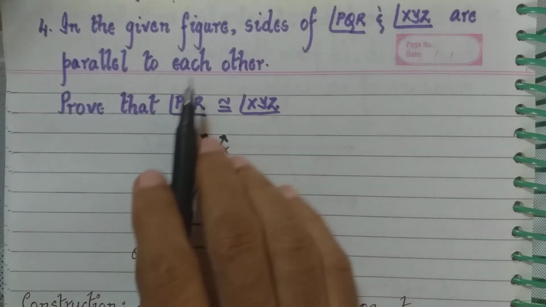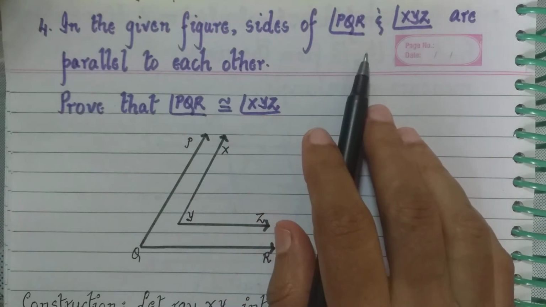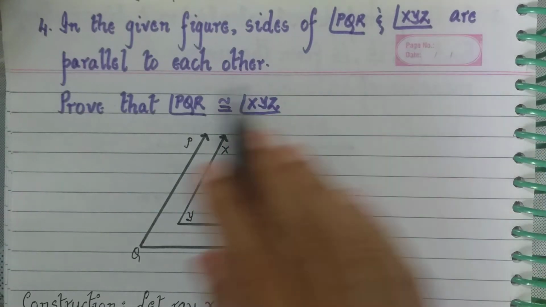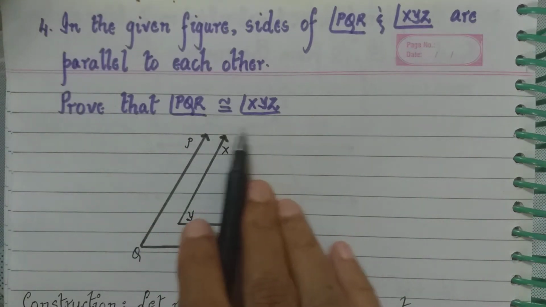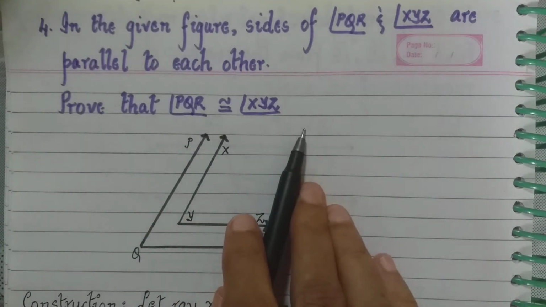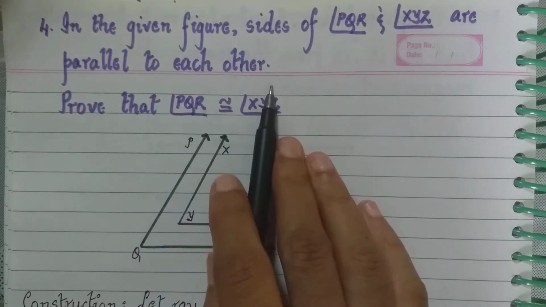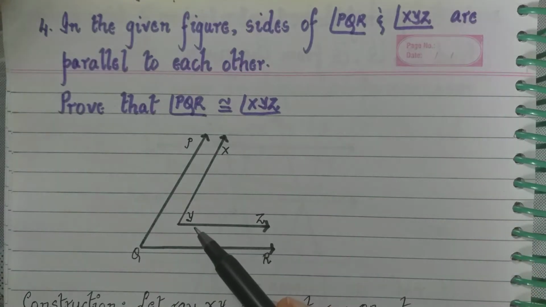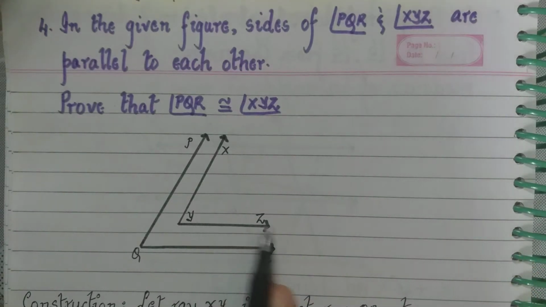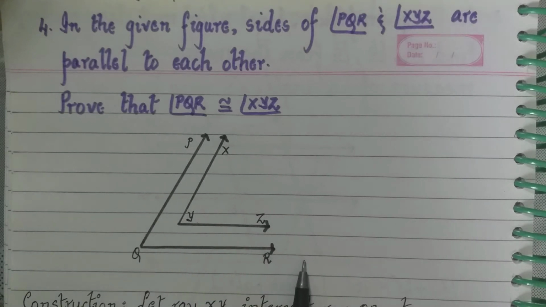Fourth question. In the given figure, sides of angle PQR and angle XYZ are parallel to each other. Prove that angle PQR is congruent to angle XYZ. When they are saying sides of two angles are parallel to each other, what do they mean? Here PQ is parallel to XY and the other pair of lines, that is YZ, is parallel to QR.